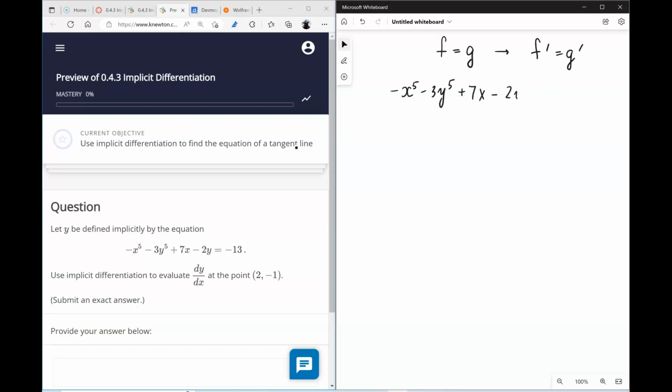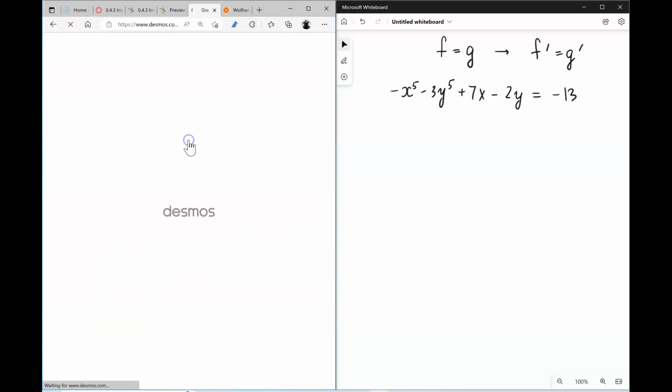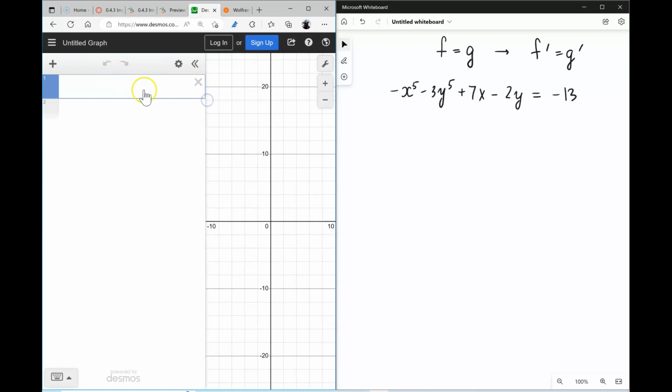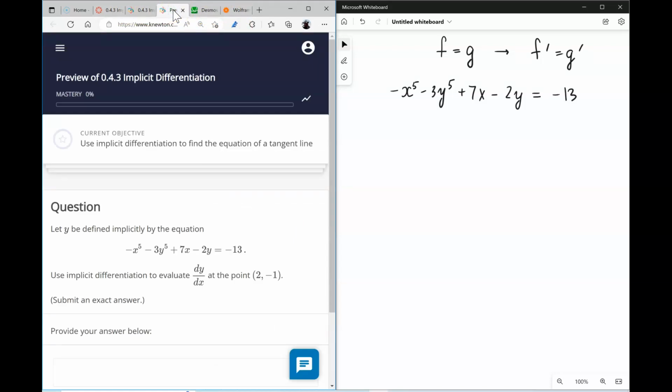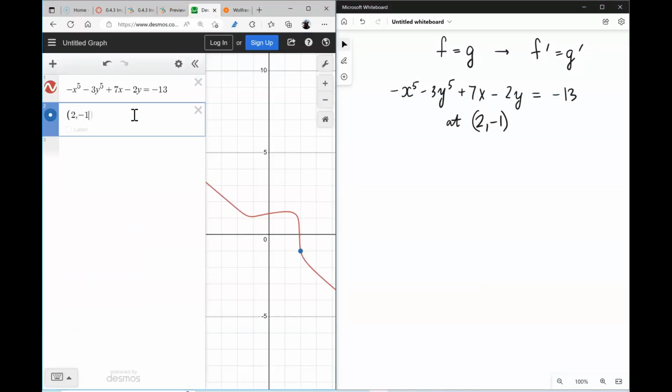how do we know it's a function? Although we're not concerned with that question in this particular setup, but in general, if you are curious how this is a function, type this equation in Desmos, and you will see that it will produce a relation whose graph passes the vertical line test, and therefore it is a function. And in this particular case, we're looking at the graph around the point (2, -1). And we should be able to see that that point does belong to the graph right there.